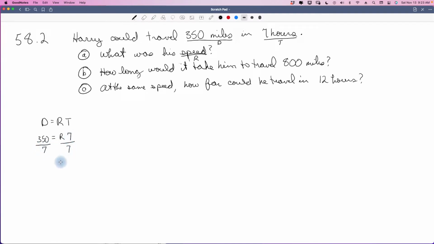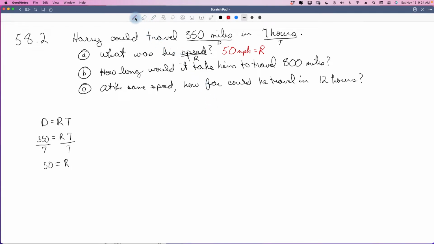This is 1, so 1R, and we know the 1 is invisible, but it's always here. 350 divided by 7, I happen to know that 35 divided by 7 is 5, and then I just stick that 0 on the end, and that's 50. So he was going at 50 miles per hour. So we can write that here. I'm going to do it in a different color. 50 miles per hour equals his rate.